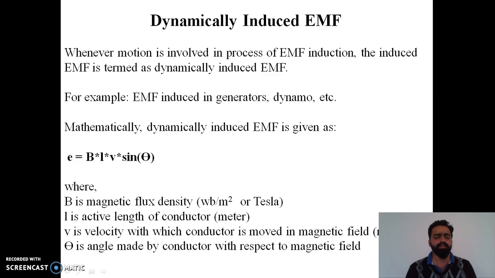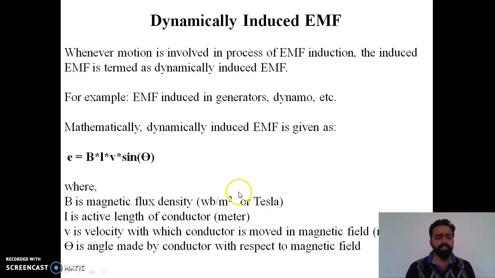All of us have sometimes used dynamo in our bicycles. So inside dynamo, as wheel of the bicycle rotates, dynamo rotor also rotates. Inside it is having a magnet, and hence the coils inside the stator of the dynamo experience change in flux and EMF gets induced. This induced EMF we use for lighting the lamps on a bicycle.